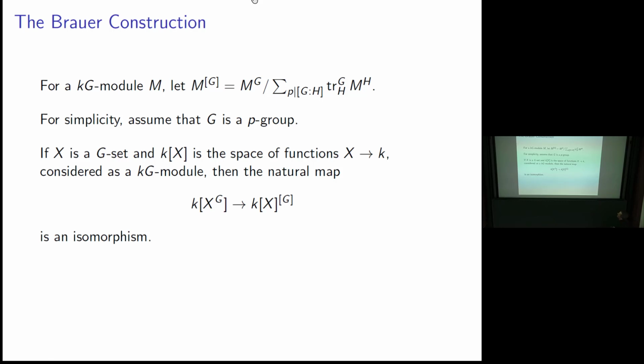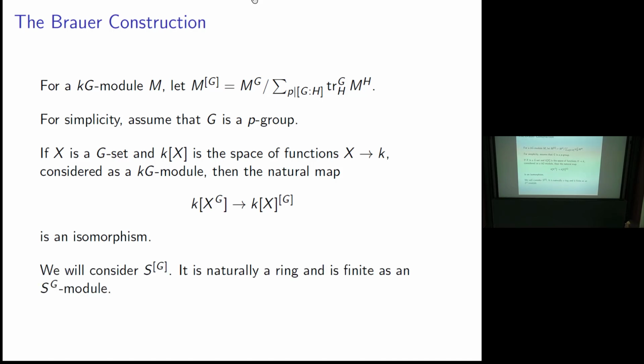So, and that's for the p-group. Right, so if it's not a p-group, you're going to get everything that's fixed by some conjugate of your p-group. Is that right? Yeah. So, and again, it's finite over the ring of invariants, so you can ask the same sorts of questions.